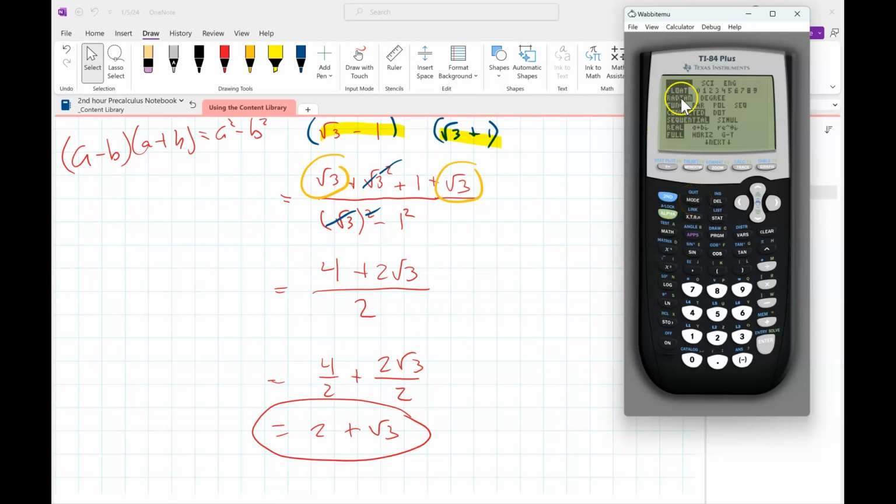So make sure I'm in radian mode. I am. So if I do tan of 5 pi divided by 12, I get that decimal. And 2 plus root 3, same decimal. Who's pretty sure we got the right answer?